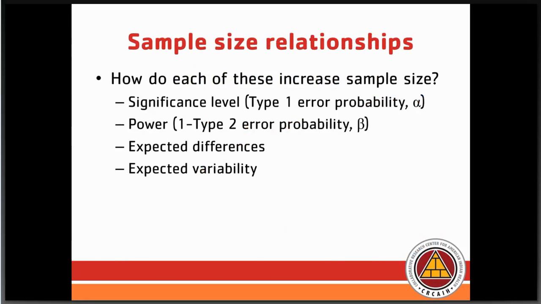So let's look at how each of the following are related to an increase in sample size. Significance level is inversely proportional to sample size. An increase in sample size will lead to a lower probability of making a type 1 error. Power is directly proportional to sample size. An increase in sample size will lower the probability of making a type 2 error and increase the power of a test. A larger sample size allows us to see smaller differences.